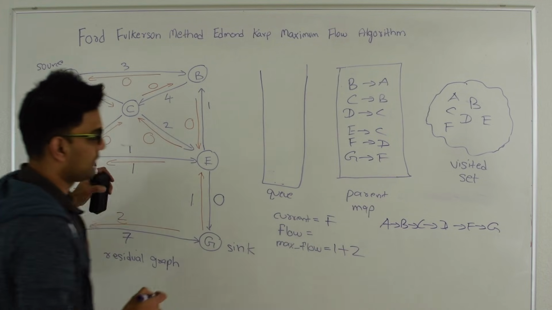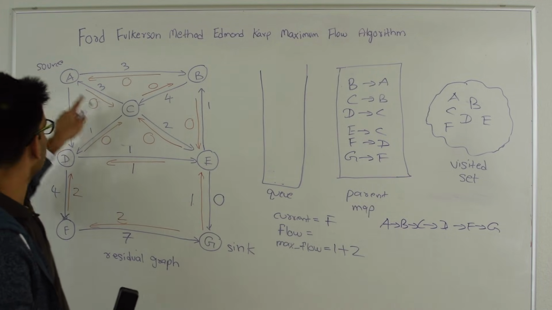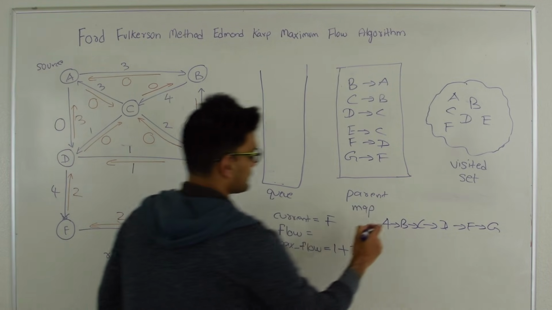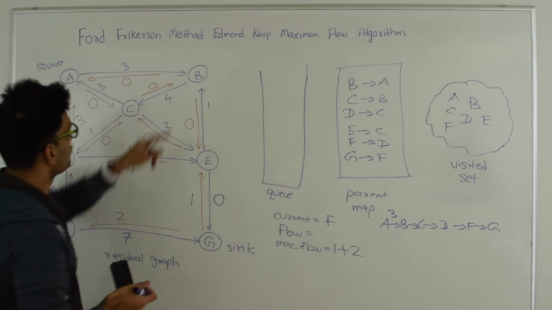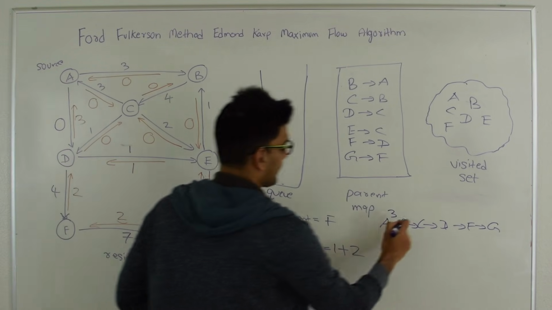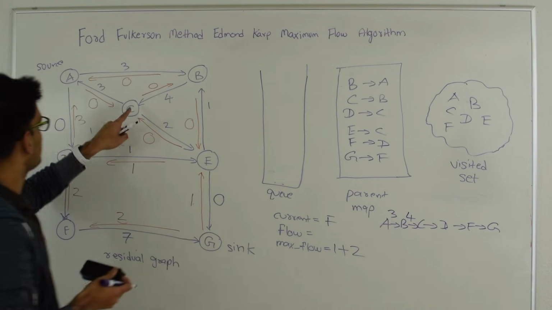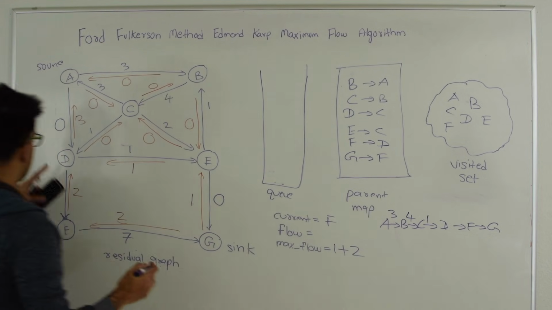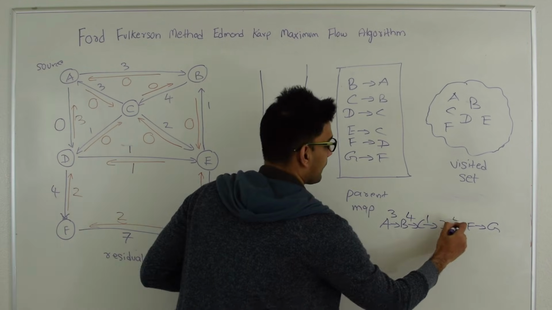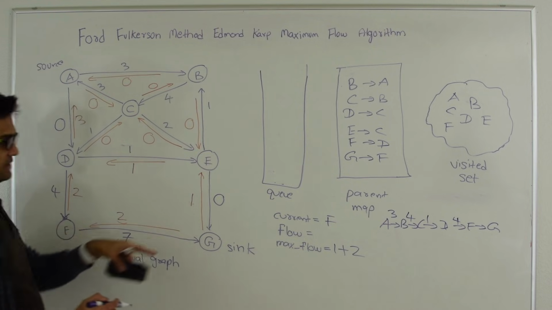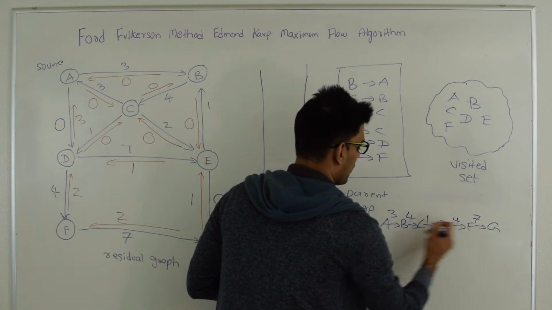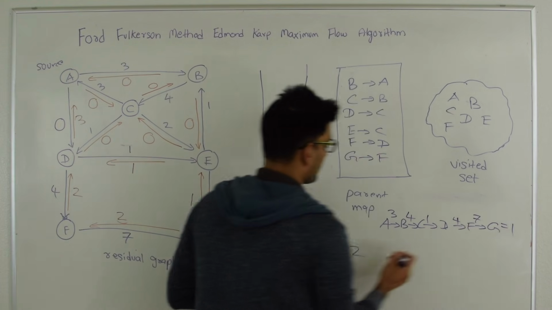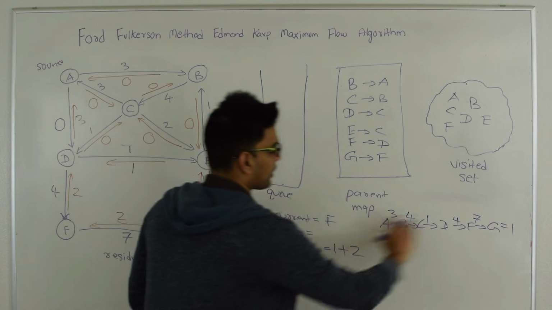Let's look at the residual capacity on each of them. So A to B is 3. B to C is 4. C to D is 1. D to F is 4. And F to G is 7. So the minimum on this path is 1. So that's the maximum flow allowed in this path.